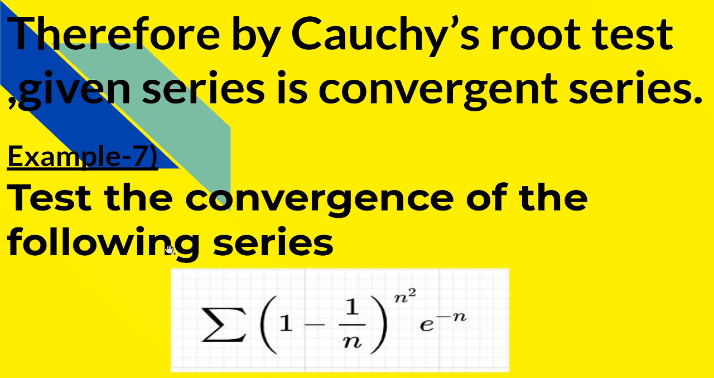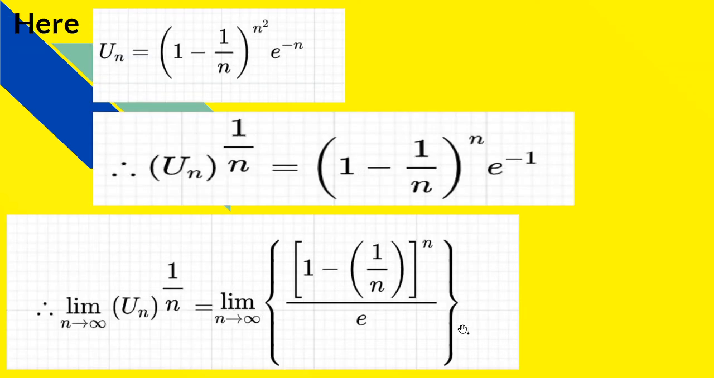See the seventh example. Test the convergence of the series summation (1 minus 1 upon n) raised to n square into e raised to minus n. Here un is equal to (1 minus 1 upon n) raised to n square into e raised to minus n. Consider un raised to 1 upon n.